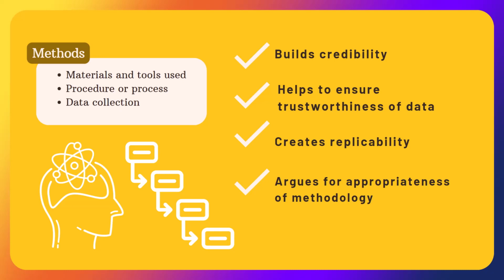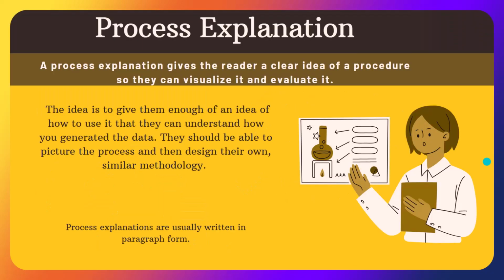This also helps to ensure that the data you generate from these methods can be trusted. Our methods section is not quite a recipe, but it is what we call a process explanation. A process explanation is a detailed description of the process or procedure. It's similar to instructions, but instead of written in a step-by-step format, it's usually written in paragraph form and using past tense. There needs to be enough information that someone can understand whether your data is trustworthy, and so they can design their own methodology to get similar data.